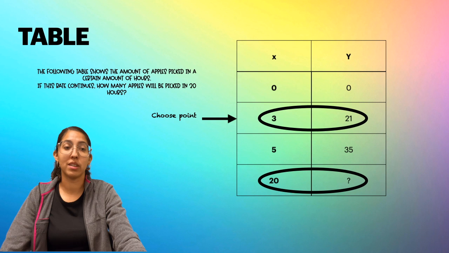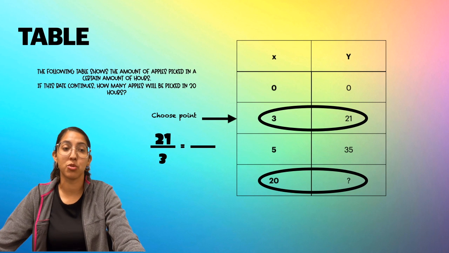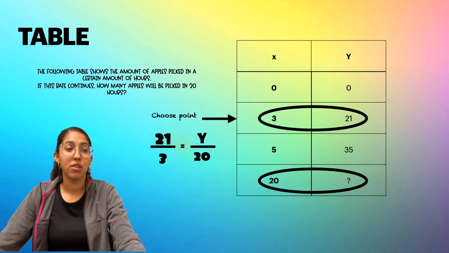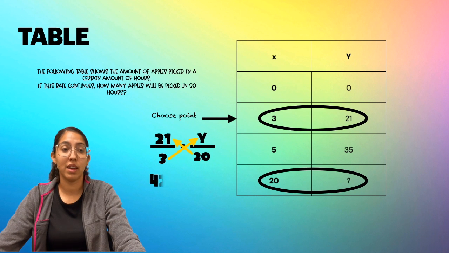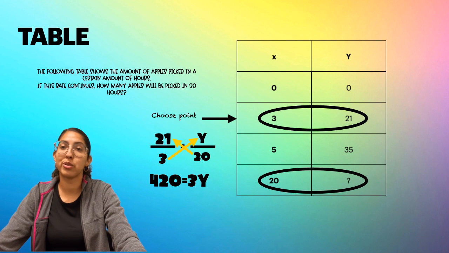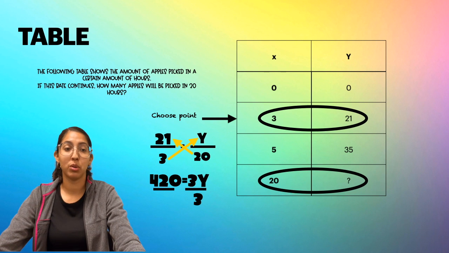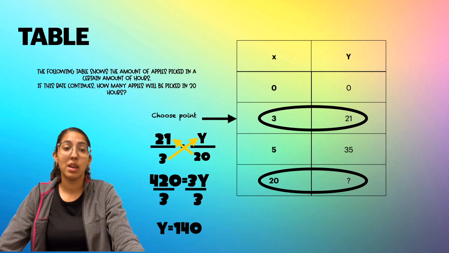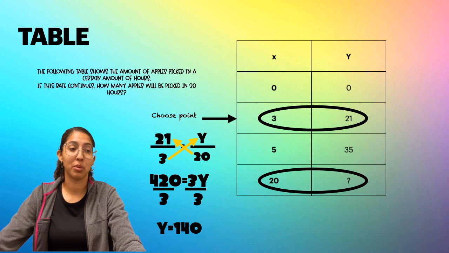So proportion and solve. Let's set this up. Remember, y is on top, so 21 over 3, and then y over 20. Again, cross multiply and divide. So 420 equals 3y. Divide by 3 on both sides, and we get y equals 140. So whoever is picking these apples would pick 140 apples in 20 hours. It's a lot of apples.